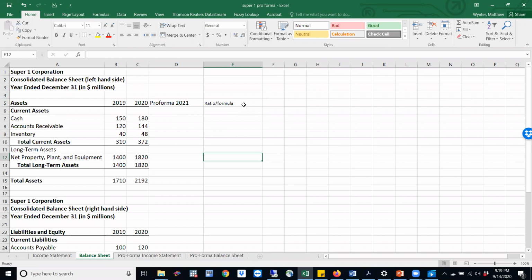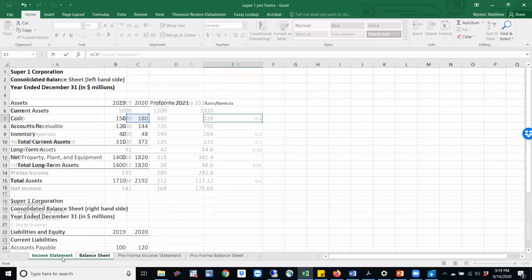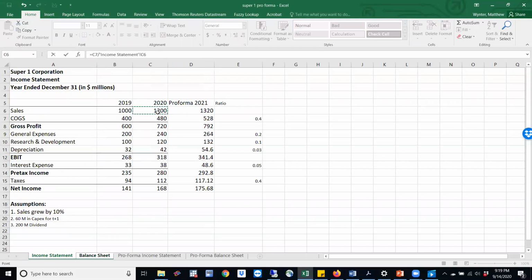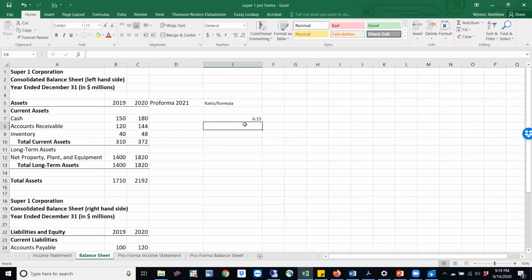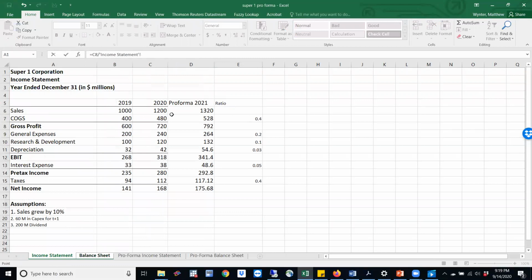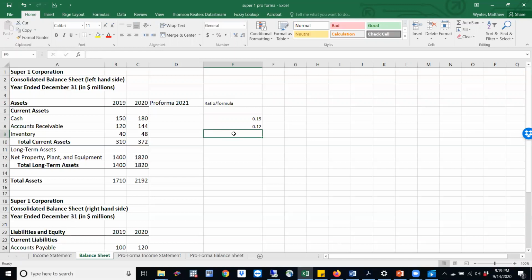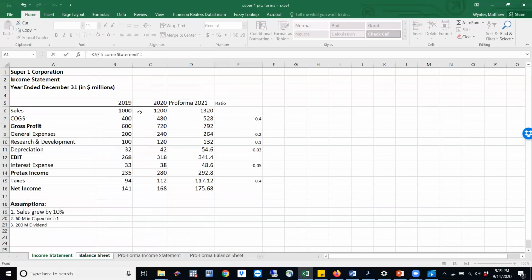We're also going to write ratio or formula because there's so much stuff that I just want to keep track of everything. So the first ratio, we've got our cash. We're going to assume that that's a fixed portion of our sales, sales 2020. We've got our accounts receivable. That's going to be a fixed portion of our sales from 2020. We've got our inventory, which is going to be a fixed portion of our cost of goods sold.